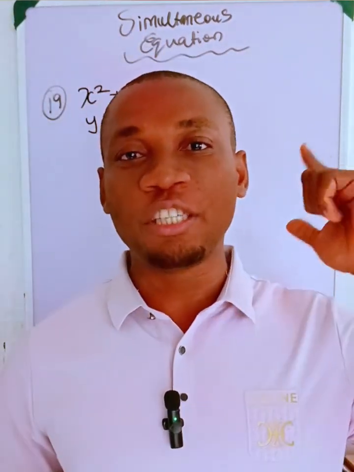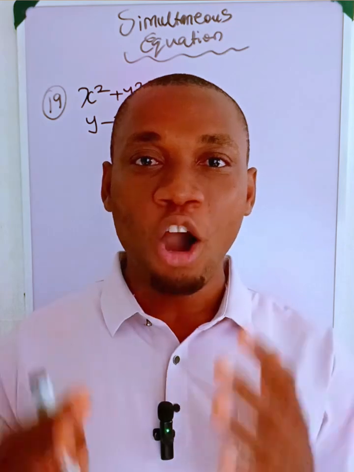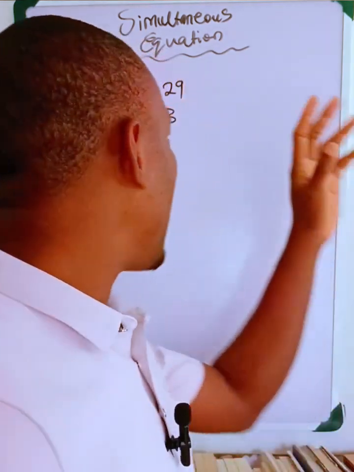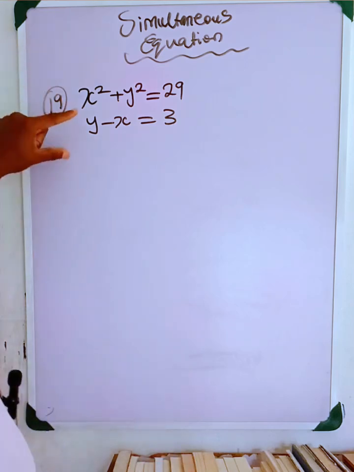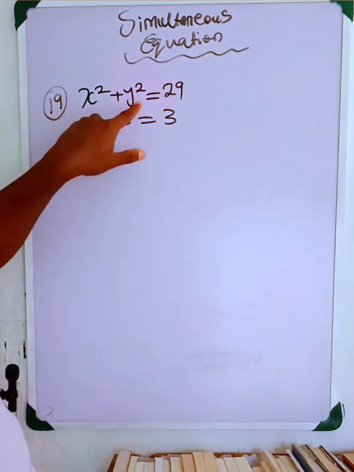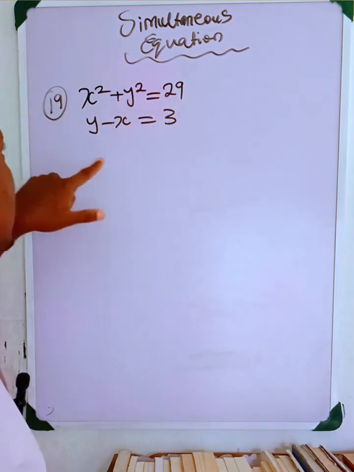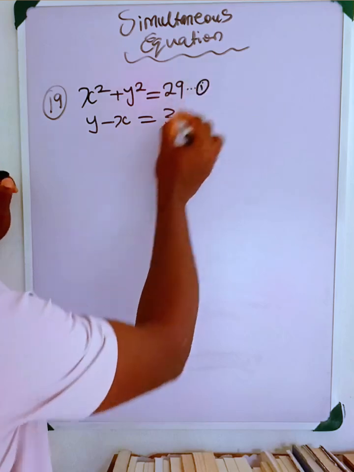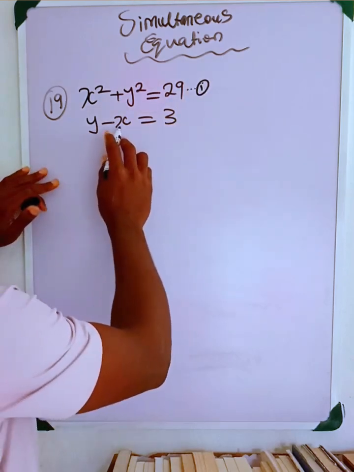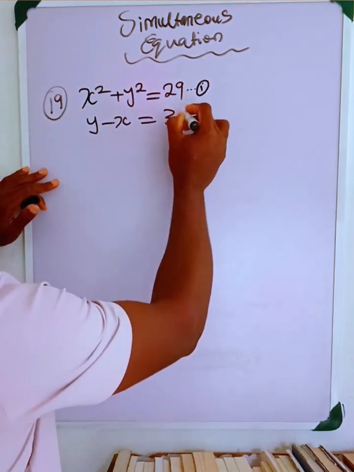We are still on the Simultaneous Equation Challenge, 100 questions. Here we have number 19. The question is x squared plus y squared equals 29. That's equation 1. Then we have y minus x equals 3.